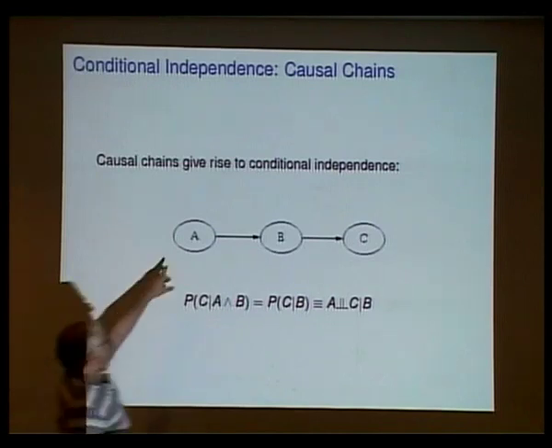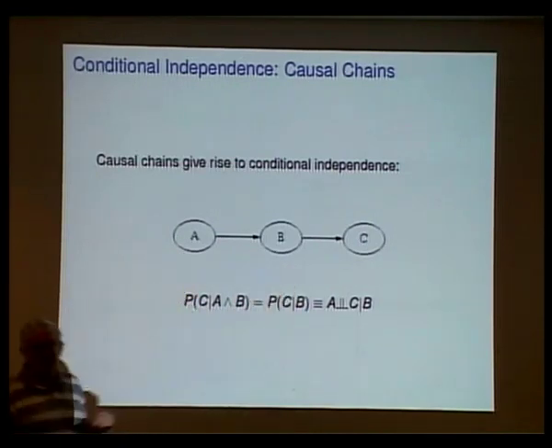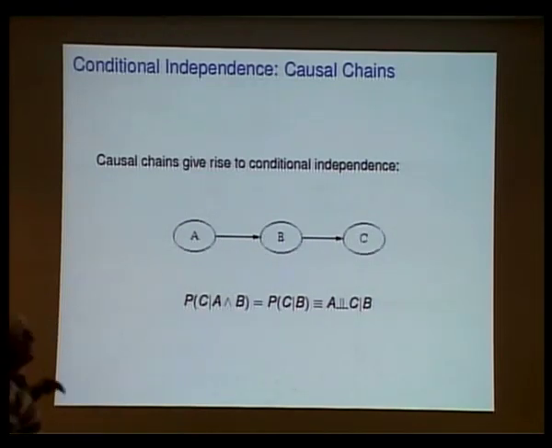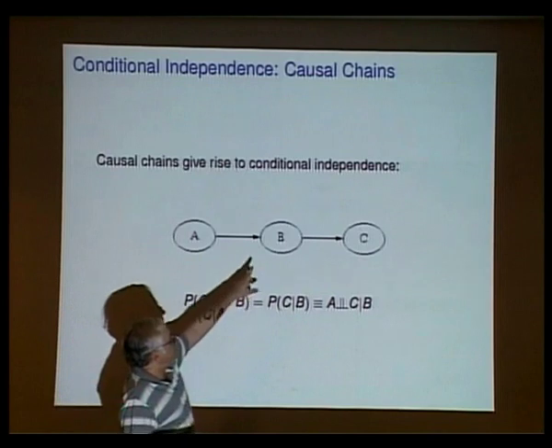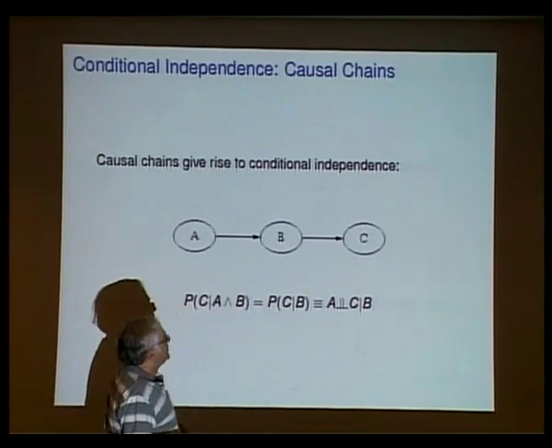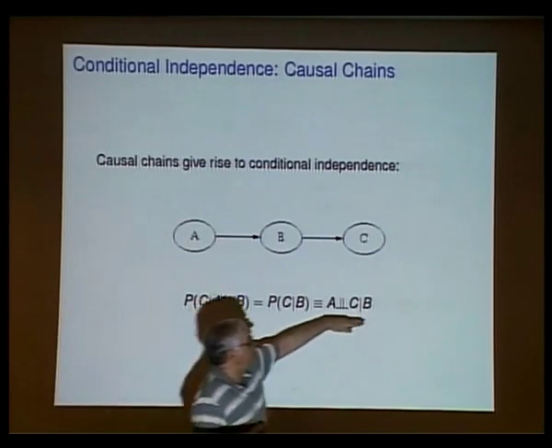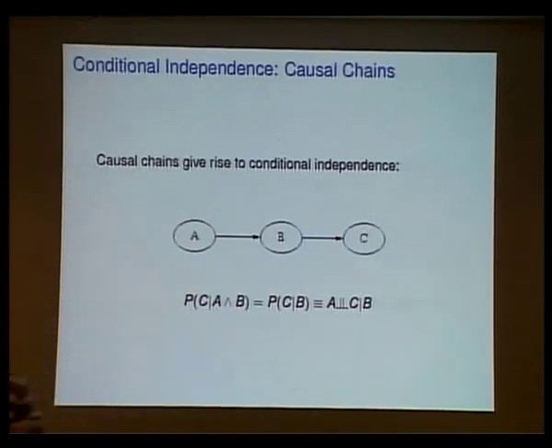Well, first of all, marginally, A and C are going to be dependent on each other, right? A is going to cause B, B is going to cause C, and that will be a dependency. But the interesting point is that when you observe B, when you condition on B, then you get an independence between the two endpoints. This is the standard notation in Bayesian net land for that sort of conditional independence. So A and C are conditionally independent given B.